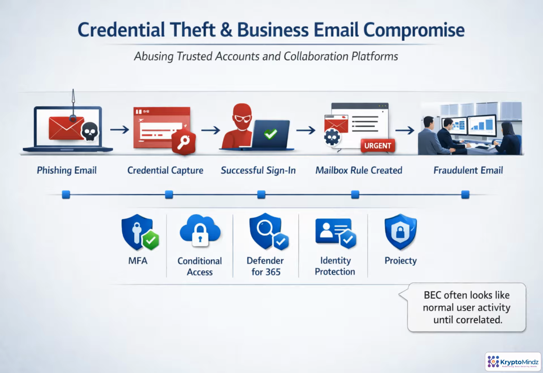Strong MFA, conditional access, Defender, identity protection, auditing, and least privilege must work together to make normal-looking activity suspicious when the signals are correlated.